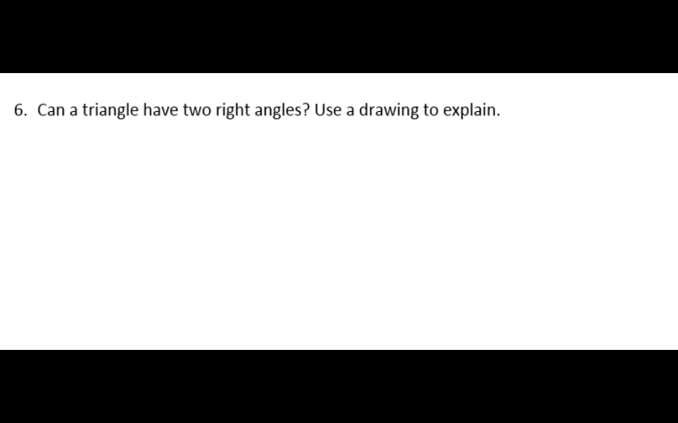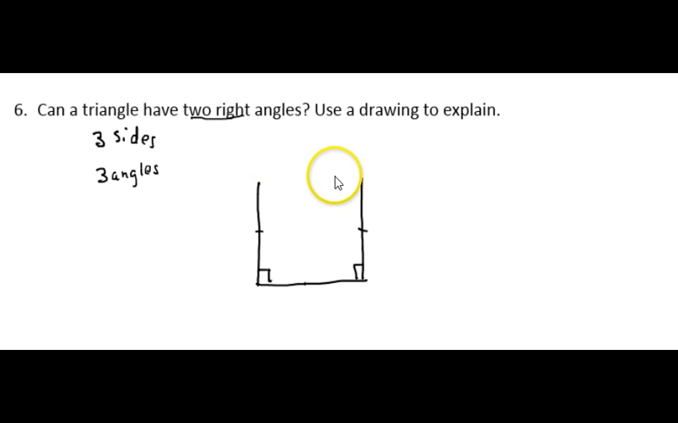My last question asks, can a triangle have two right angles? And we're to use a drawing to explain. Well, remember some things about a triangle. It has to have three sides, and it has to have three angles. If I started off drawing a right angle for my triangle, there would be two of my sides. If I wanted to have two right angles, I'd have to make the other right angle over here with my third side. Obviously, those two sides don't meet. They don't form a triangle because it's an open shape. It's not considered a polygon at all. So no, a triangle cannot have two right angles because those two sides would never meet to form a third angle.